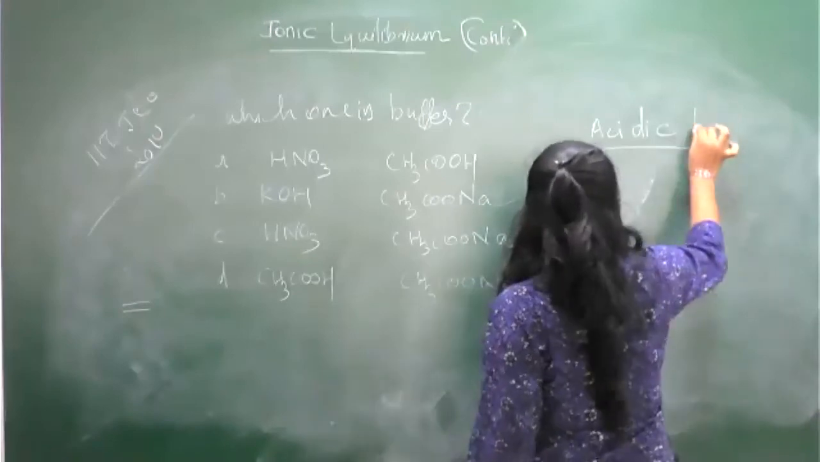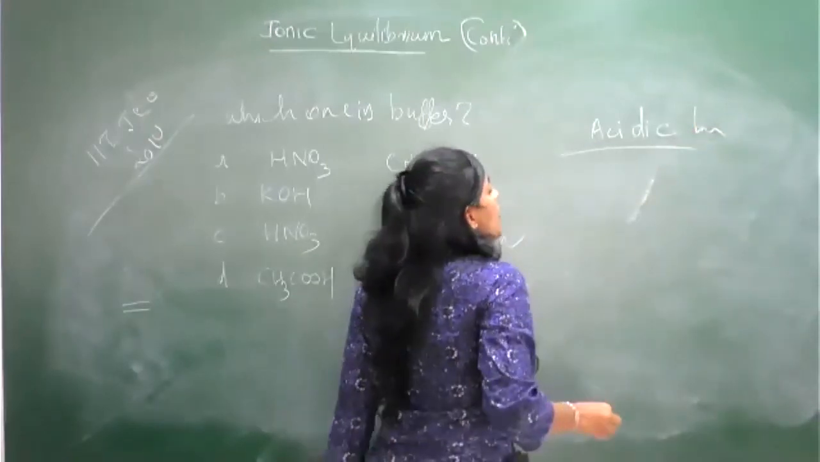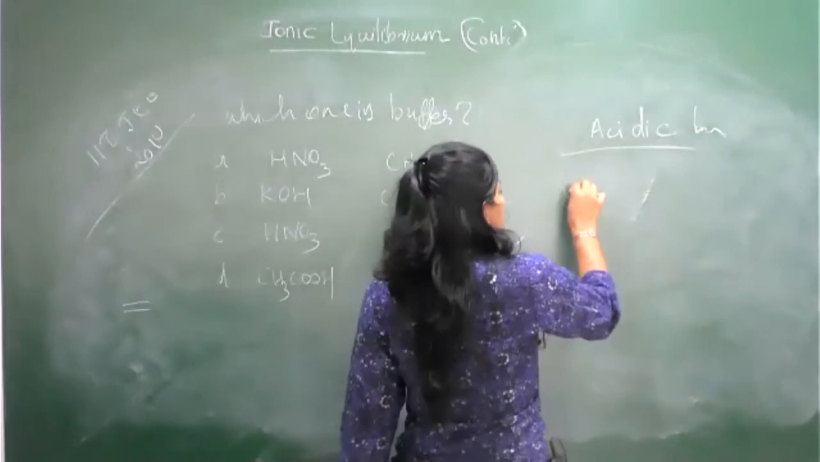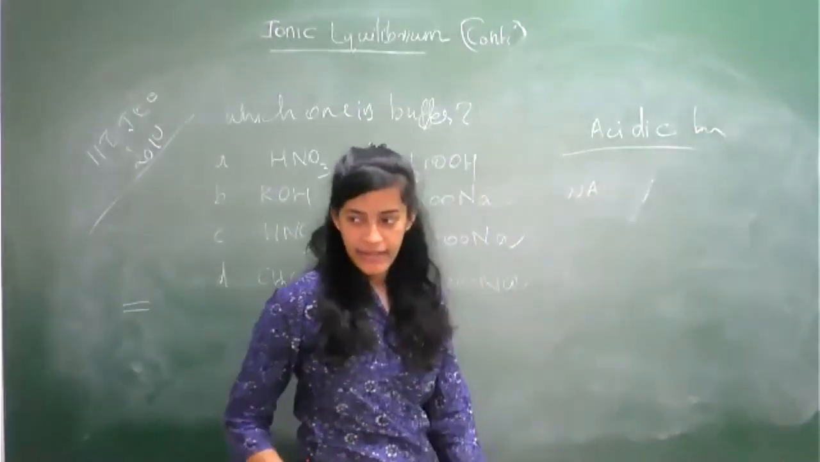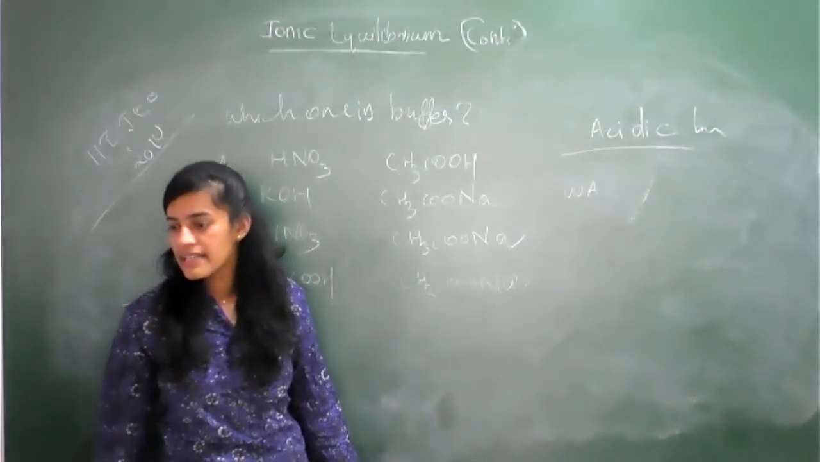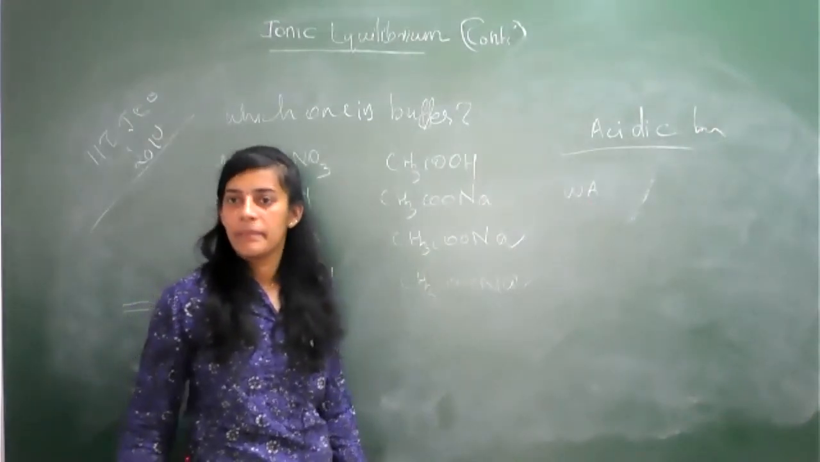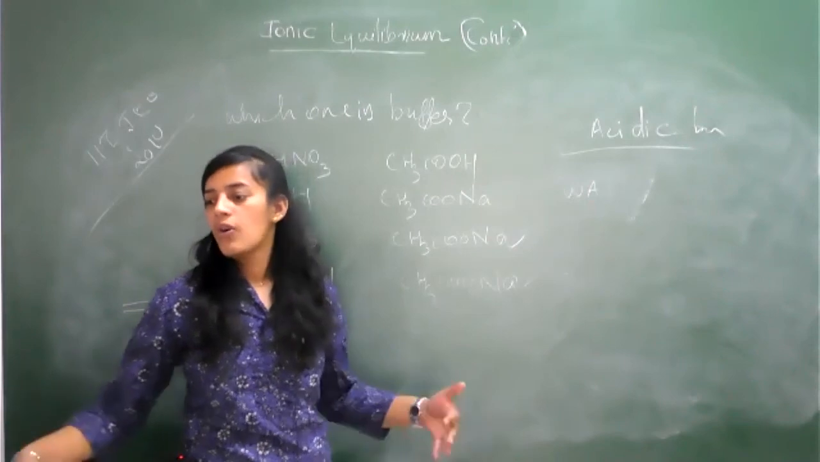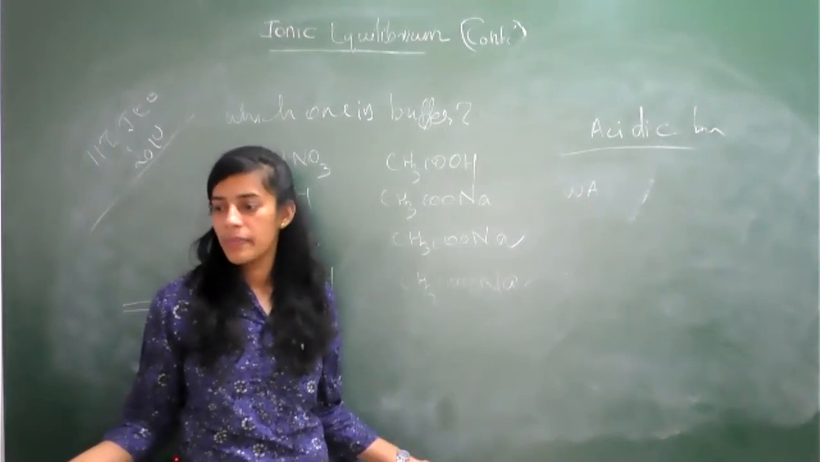Okay. Acidic buffer means what, students? It's a combination of a weak acid plus a salt. Now Sejal, D is the right answer. At first impression, you are feeling that B or C should be there.